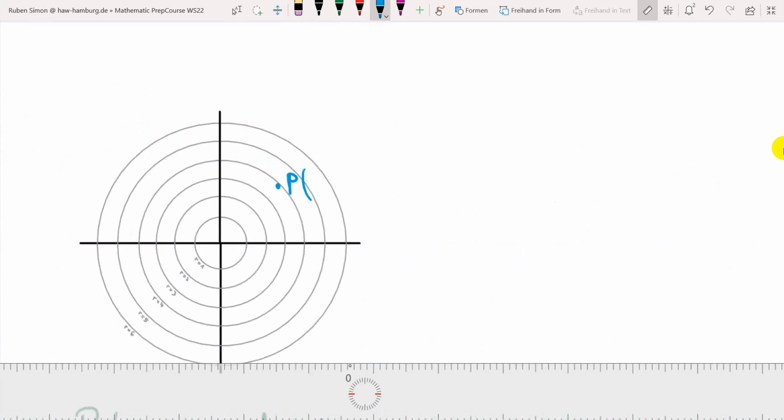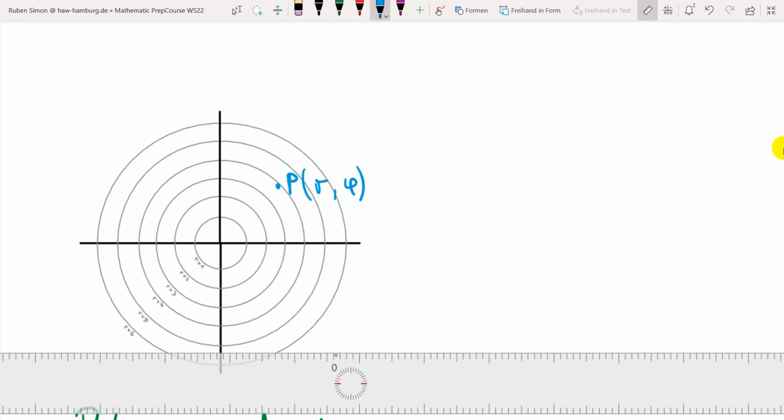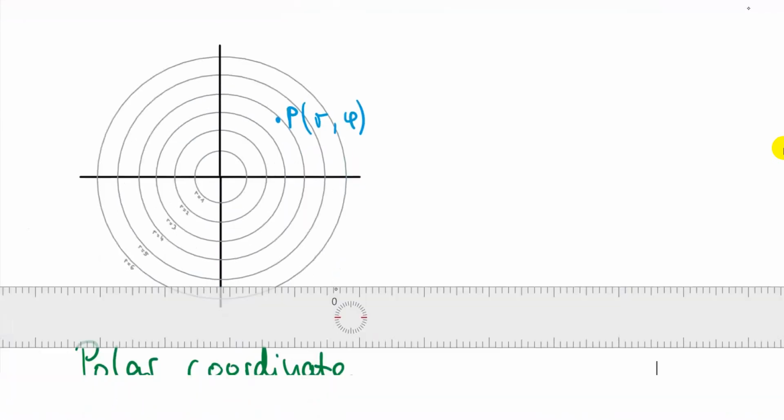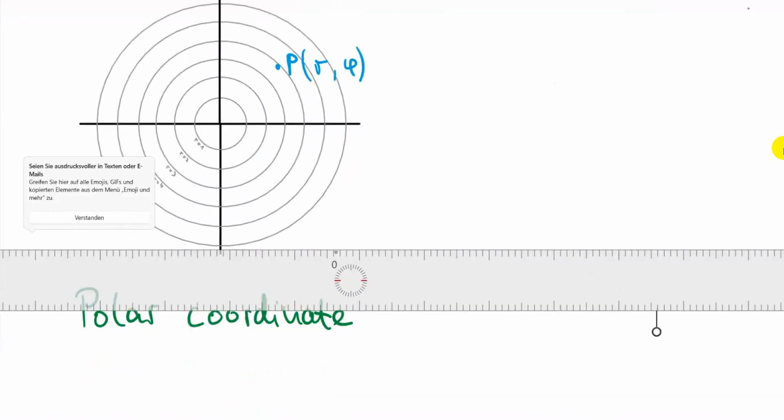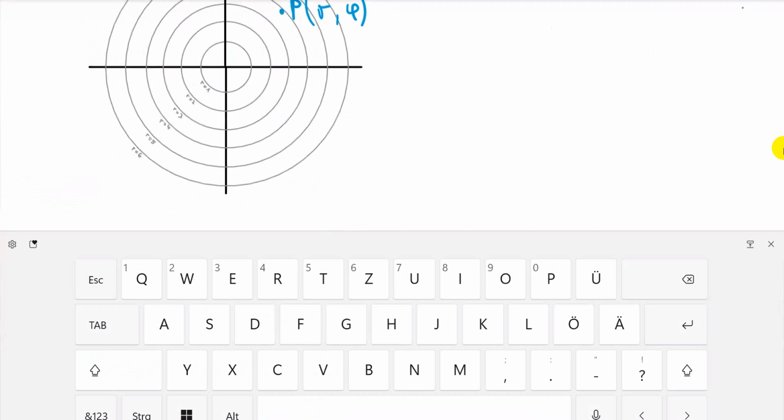In this case, one of the parameters will be an angle, which we call phi in case of polar coordinates. And what was the other parameter? Radius. The radius, correct. So we are now dealing with two different parameters to specify the position of the exact same point as before.